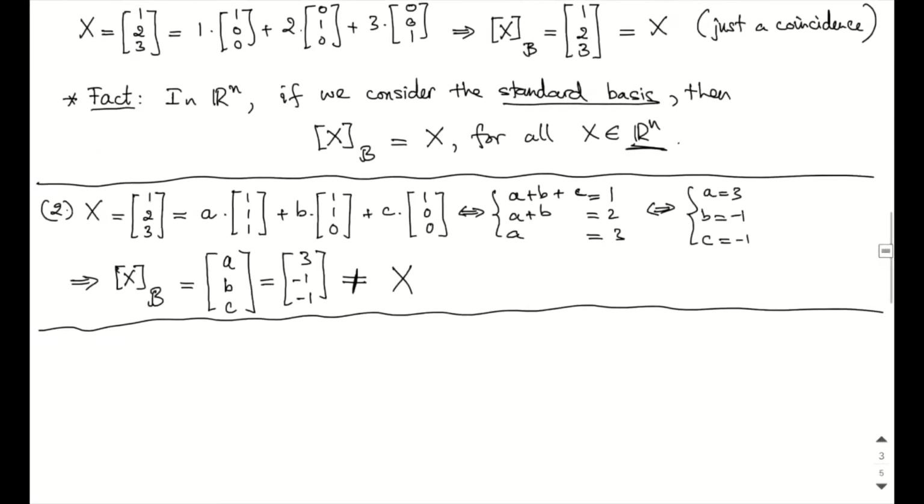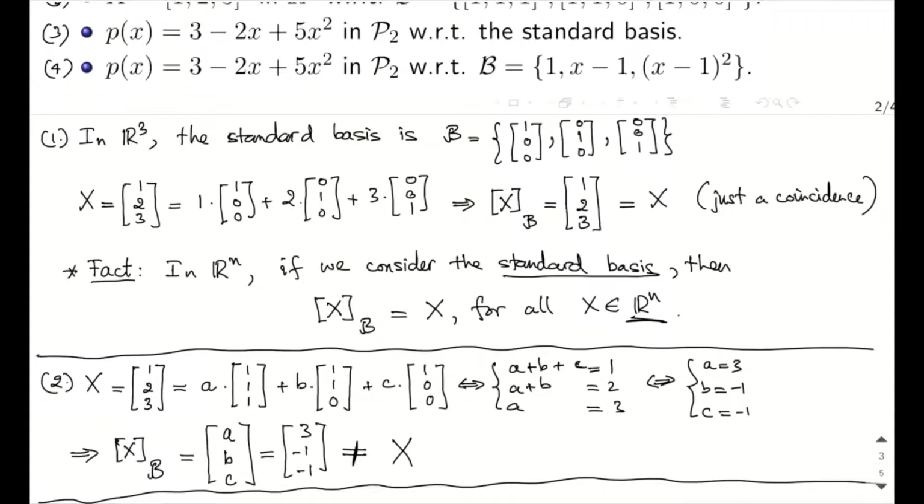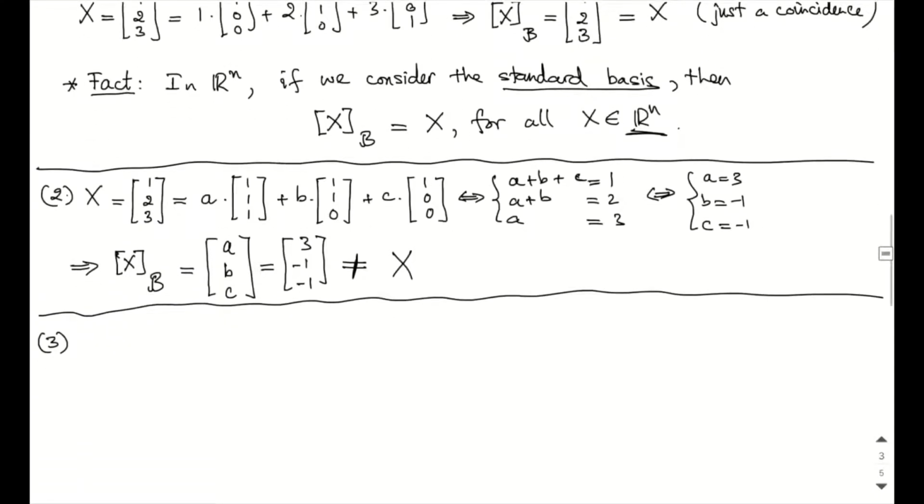All right, number 3. Now the space is the space of all polynomials whose degree is at most 2, and we consider the standard basis for P2 here. So what is the standard basis for P2? That is the basis that contains the 3 vectors here in order: 1, x, and x squared.